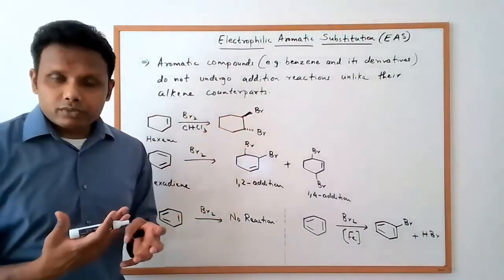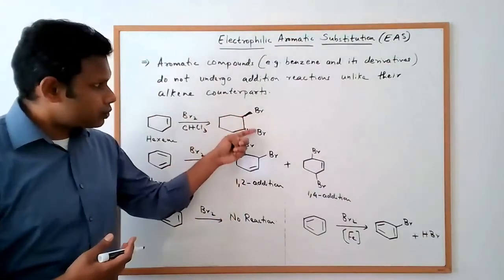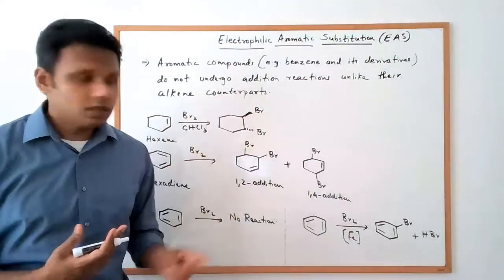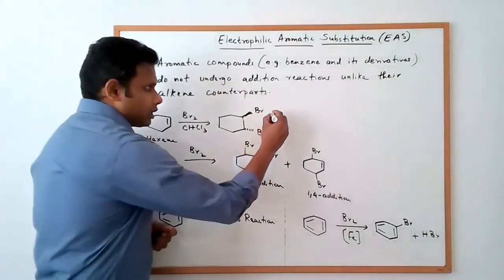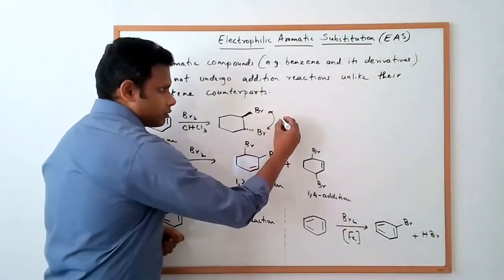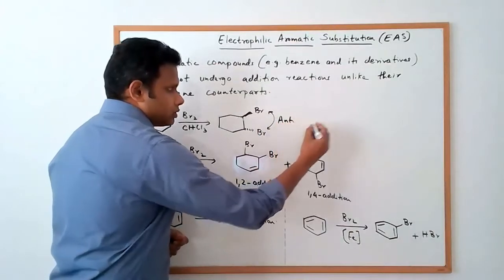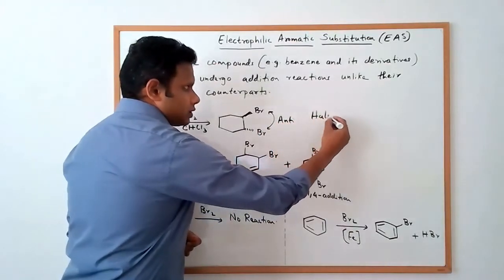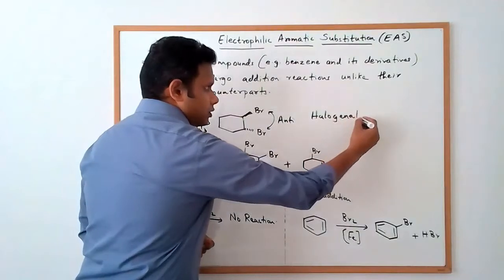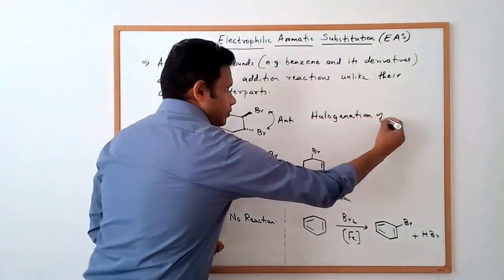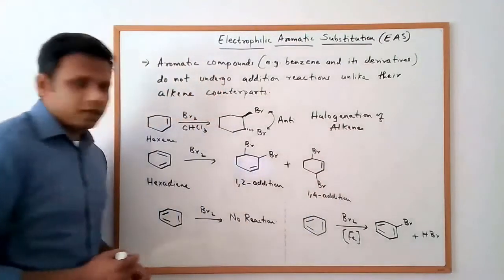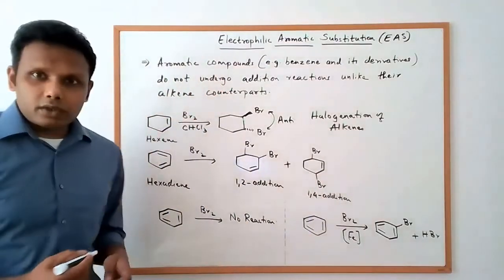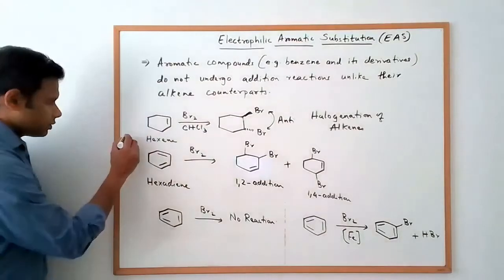Now, just to recap some of the earlier information, I've shown the stereochemistry. So this addition happens in an anti-fashion. So the stereochemistry here is anti between the two bromines. So this reaction is the halogenation of alkenes. That is what this reaction is. Now that was cyclohexene.